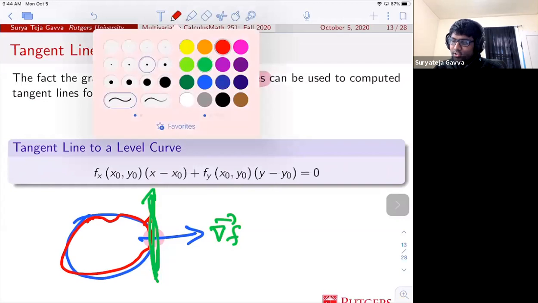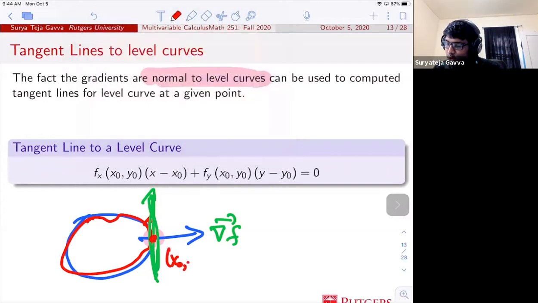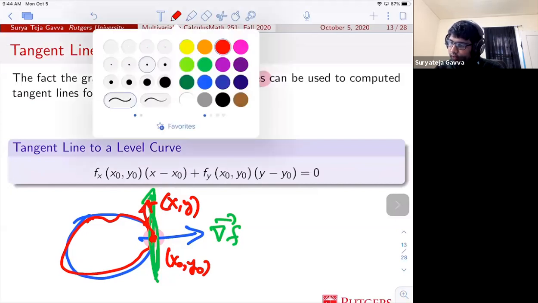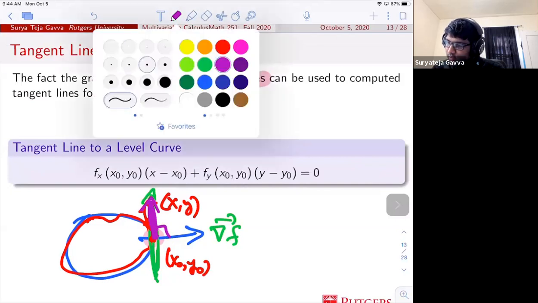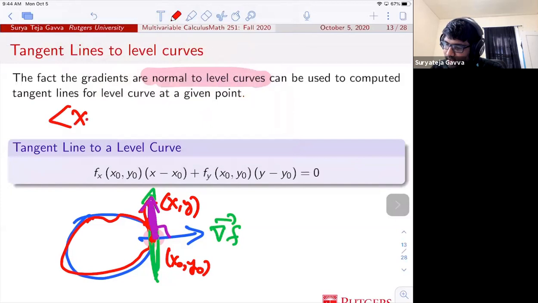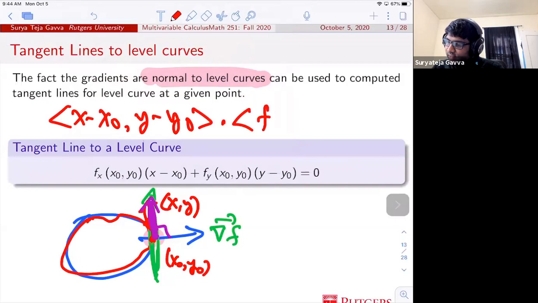Right, so let's see. If this point is, say, x0, y0, and this other point is, say, x, y, then the vector you get by drawing from this point to this x, y has to be perpendicular to the gradient. So this vector x minus x0, y minus y0 is perpendicular to the gradient vector. The gradient vector is fx, fy. Since it's perpendicular, the dot product is 0.